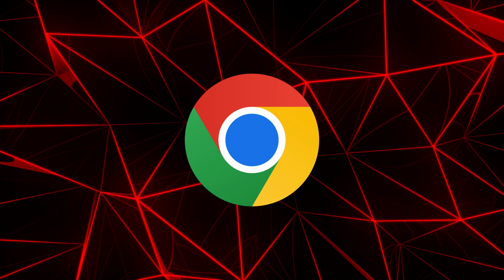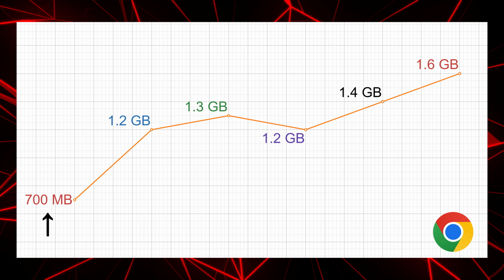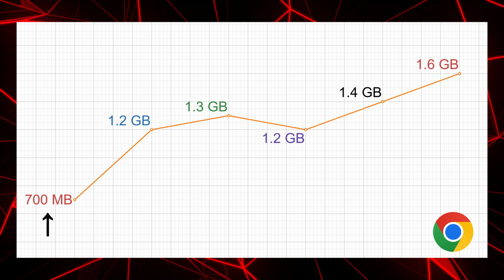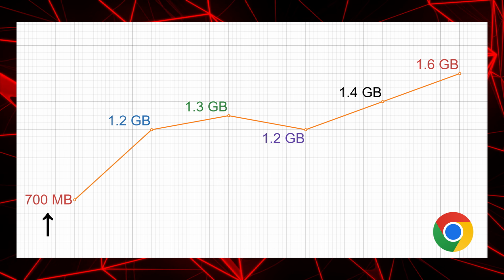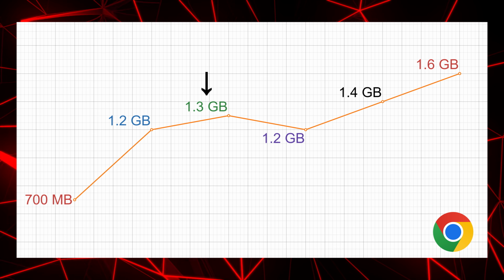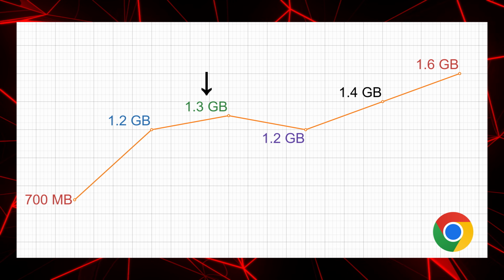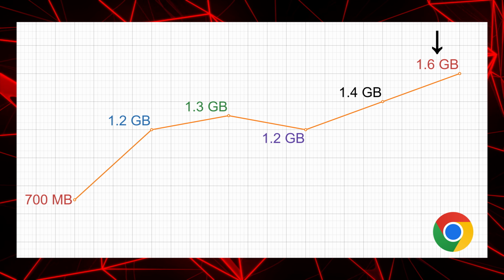We kick things off with Chrome, which started by using around 700 megabytes of RAM, and that number went up the longer the YouTube tab was open and with every subsequent video. That number reached 1.2 gigabytes and 1.3 gigabytes around halfway through the test, and by the end of the test, it went as high as 1.6 gigabytes.